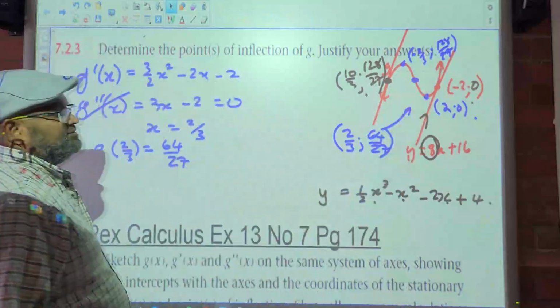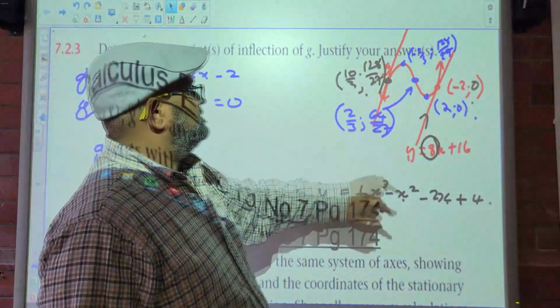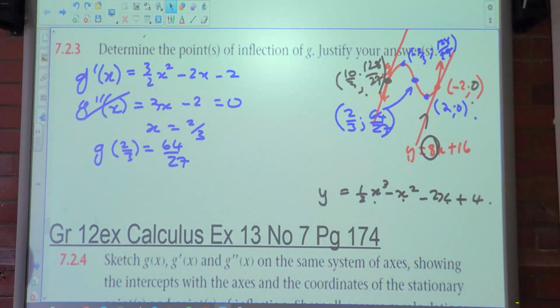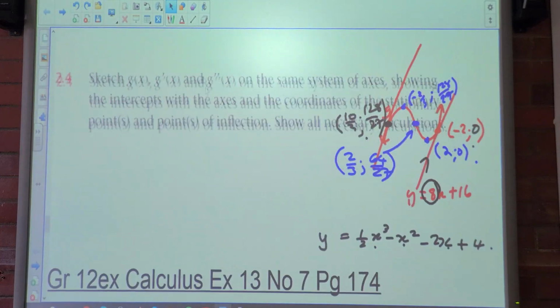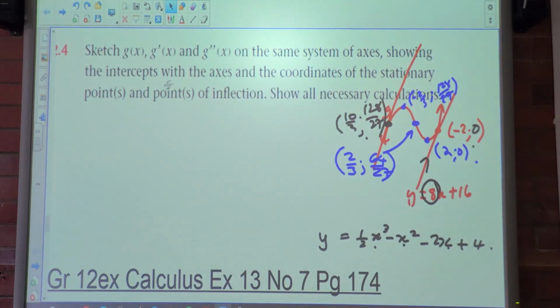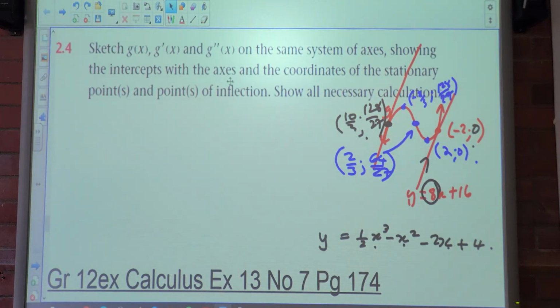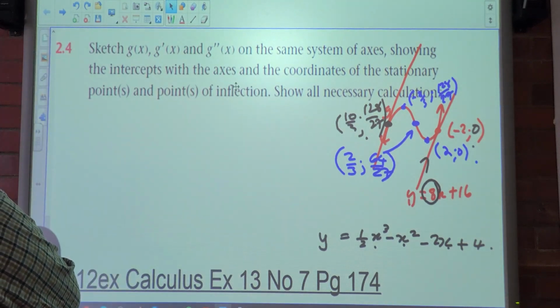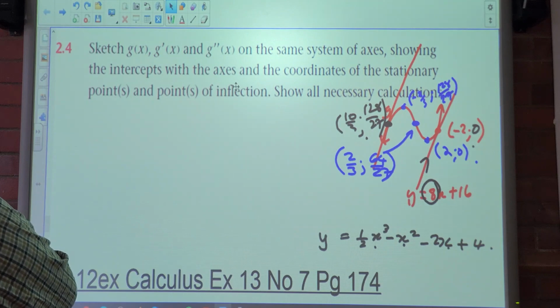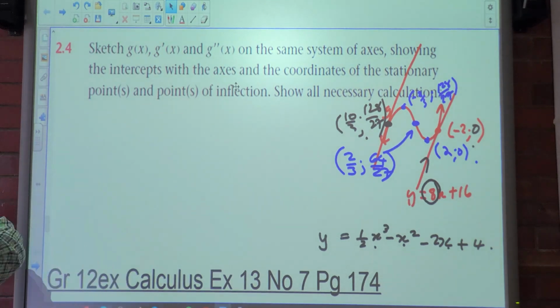The point of inflection. 7.4: sketch the graph of g, its gradient and its second derivative. Not the inverse, sorry, it's the gradient. On the same system, show the intercepts with the axes and the coordinates of the stationary points and the points of inflection. Show all the necessary calculations. Okay.